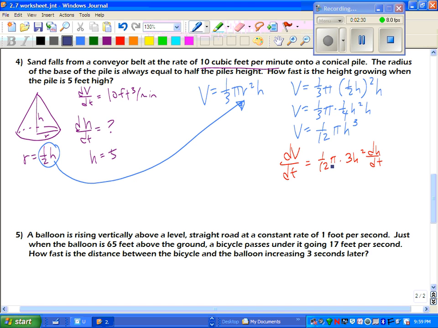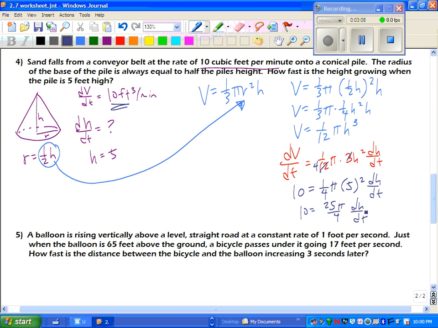That 12 and 3, we can simplify. 3/12 becomes 1/4. And we can go ahead and start plugging in some numbers. We know dv dt is 10. We have 1/4 pi times h squared, h is 5, times dh dt. So 10 equals 5 squared is 25 times 1/4 pi, so we get 25 pi over 4 times dh dt.